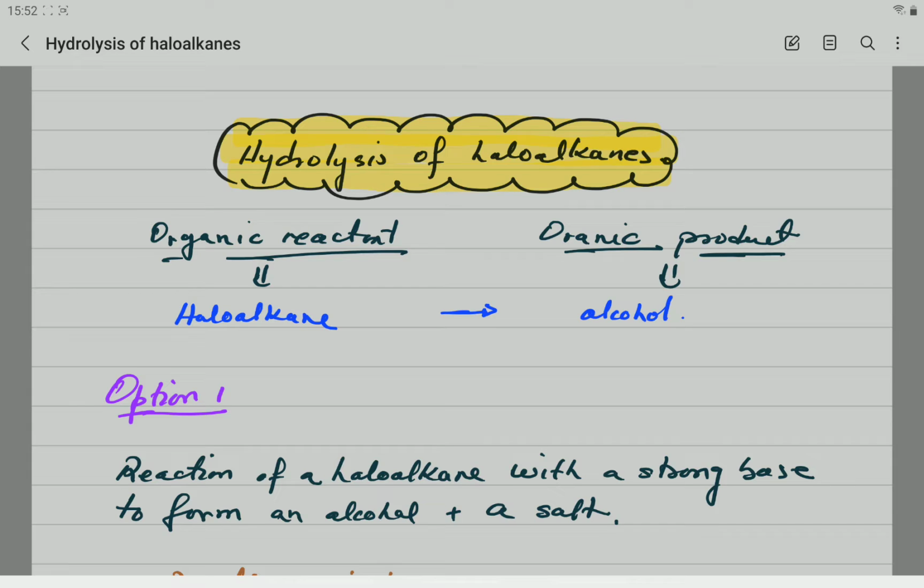This is going to be a video about hydrolysis of haloalkanes. It's another substitution reaction we are going to be doing, and it may appear in the question papers.